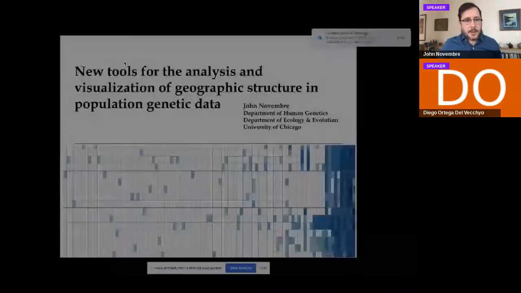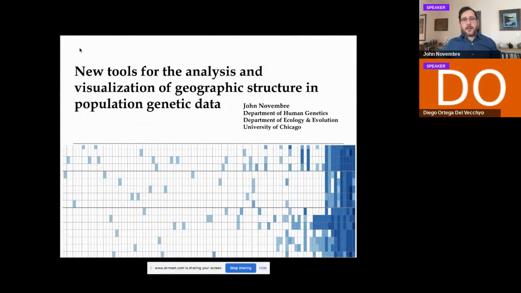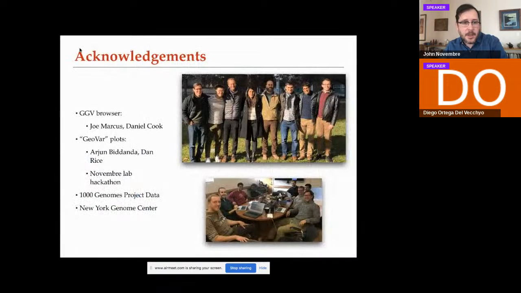Okay, here we are. So today I'm going to talk about some new tools for the analysis and visualization of geographic structure in population genetic data. Before I begin, I want to thank my group. A recent photo from the group is shown up top here. But some of the work that's been done here came out of a hackathon from several years ago, where you can see a shot of us doing this hackathon.